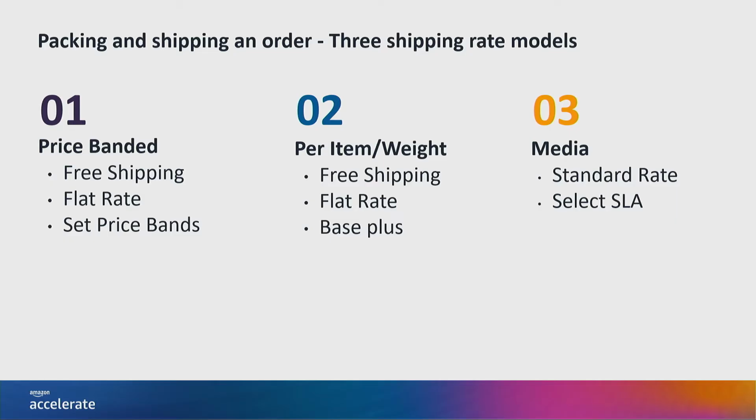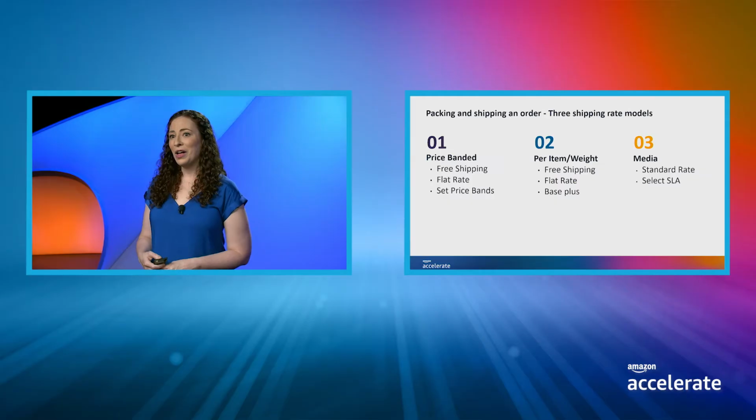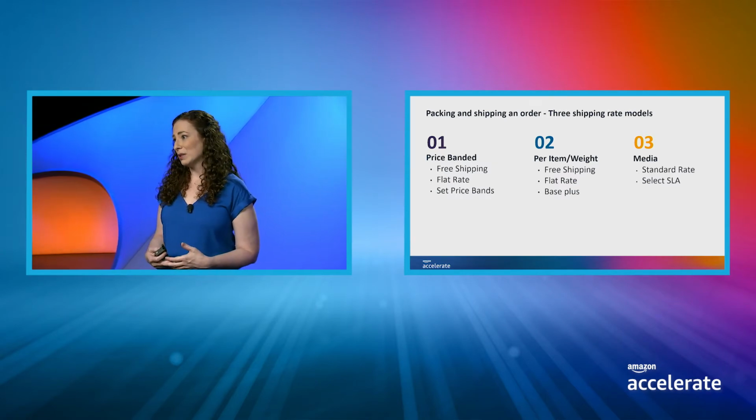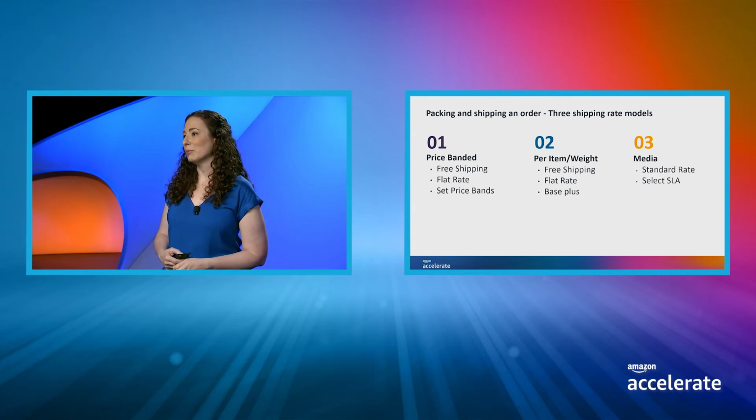With the per item or per weight model, you could also offer free shipping or charge a flat rate, but this also allows you to set a base price and then add an additional charge by item or weight. So for example, you may set your base price at $3, but each additional item only adds $1 more. Shipping settings for books, music, video, and DVDs are preset by Amazon to provide a consistent buying experience from all sellers in those categories. All rates for these categories are determined by Amazon. Your option is to choose which service level agreements you are able and willing to support.